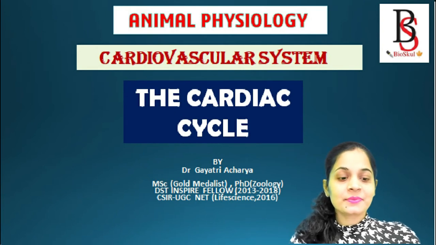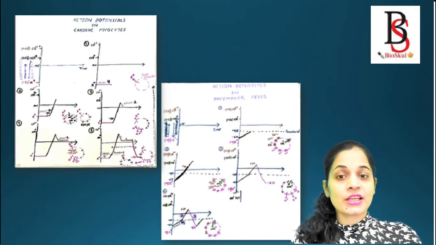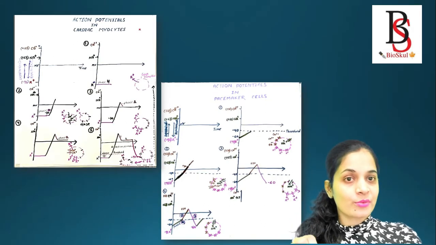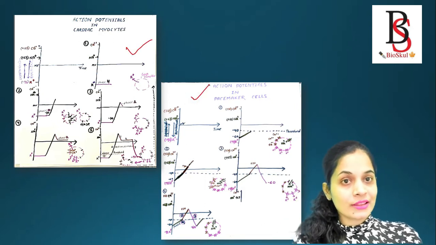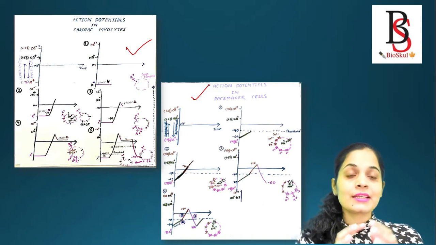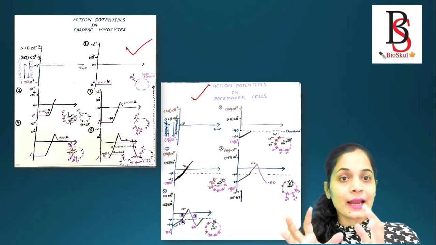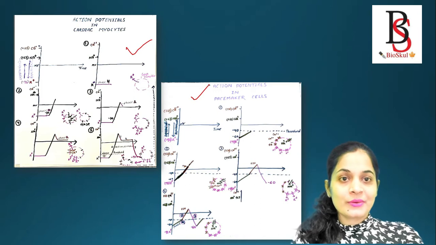In the last session, we discussed action potential in the heart, in cardiac myocytes as well as in pacemaker cells. You will get the link in the description box down below and in the suggested video above. Please have a look at that video and gain knowledge on how the action potential takes place in the heart and what is the difference between the action potential in cardiac myocytes and pacemaker cells. Let's move to today's session.